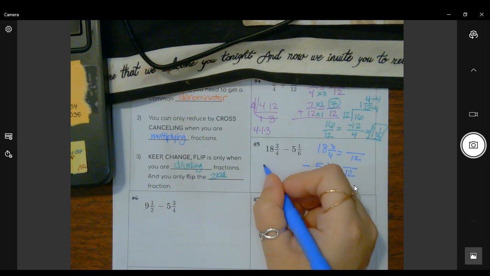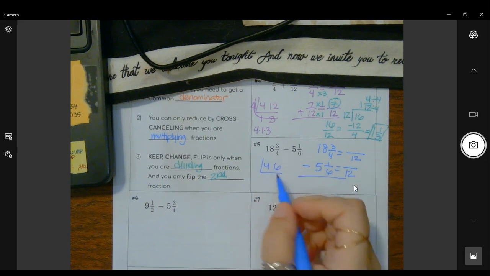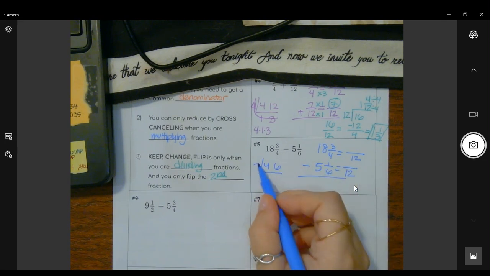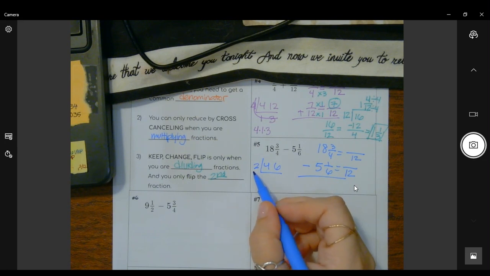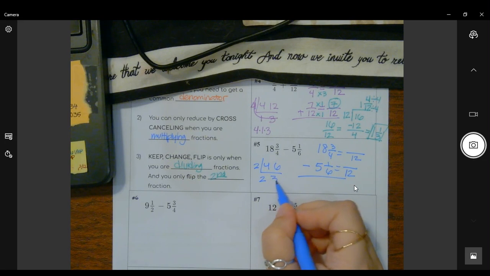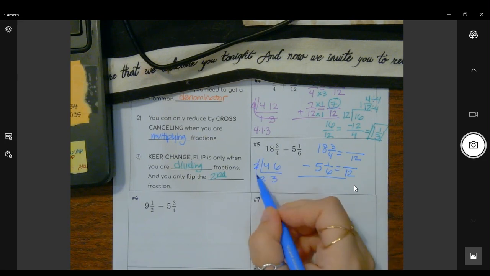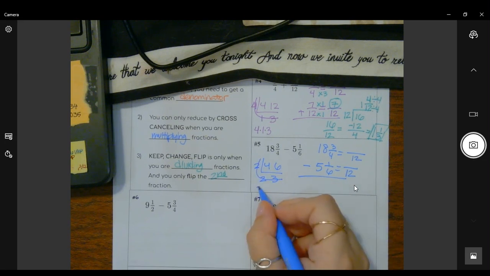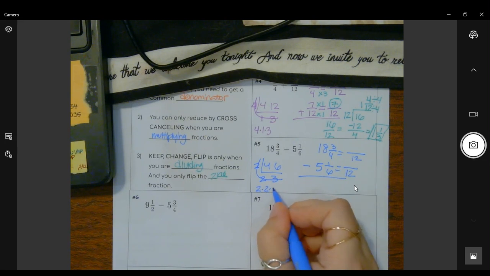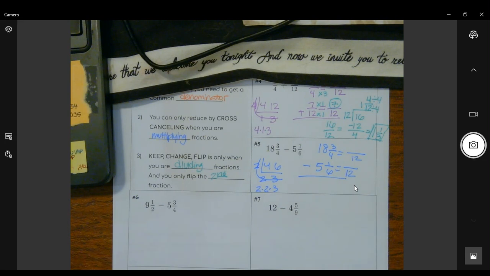And if you couldn't do that, again, LCM. Well, what can go into 4 and 6? 2 can. And 2 times what is 4? 2. And 2 times what is 6? 3. And I can't keep going, so I'm going to multiply the L for LCM. You got 2 times 2 times 3. 2 times 2 is 4, and 4 times 3 is 12.